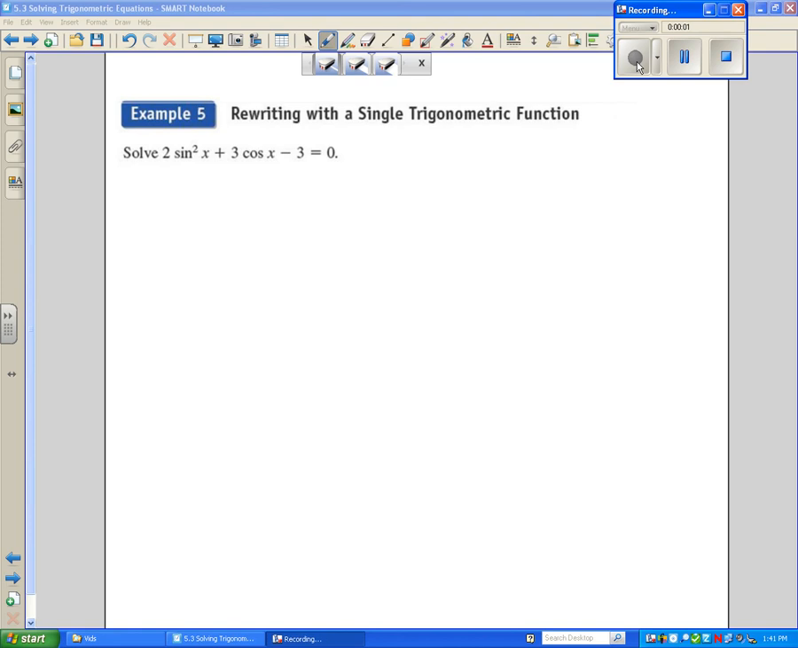All right, continuing with 5.3, excuse me. Let's go ahead and go to example number 5. We have to solve this trig function, but we first need to get it into the same trig function.